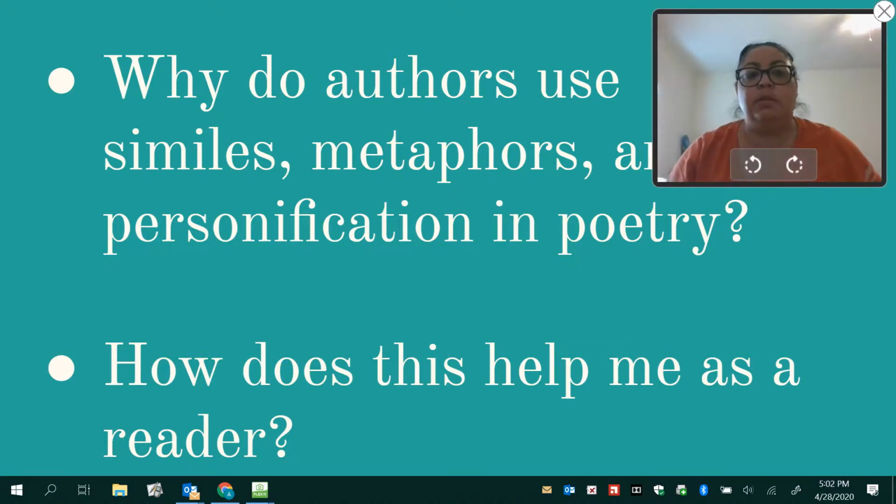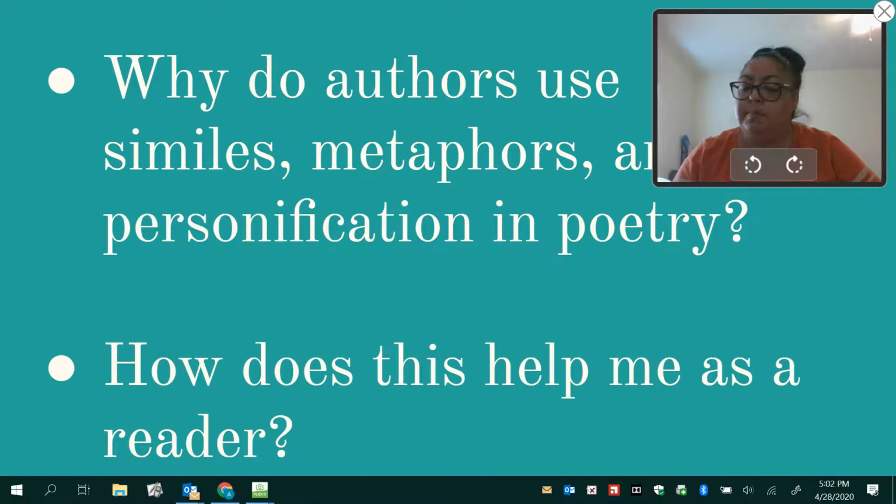First of all, why do authors use similes, metaphors, and personification in poetry? This is something I want you to ask yourself as you're reading some of the poems in this week's packet. Also, think about, how does this help me as a reader? How can they help me understand what I'm reading? How is it going to help me visualize and picture what the author is trying to communicate and see?